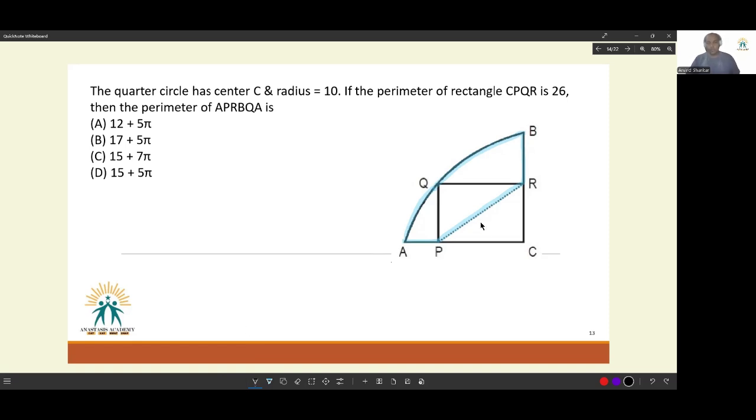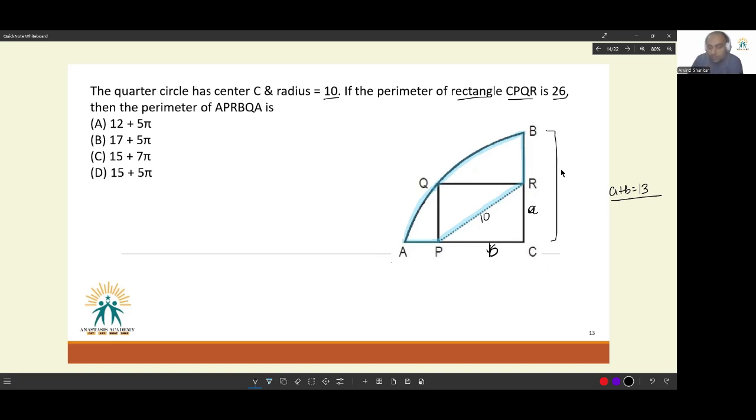Okay. First thing, given that the radius is 10, CQ should be 10, and this is a rectangle. It's a rectangle in front of us. If CQ is 10, PR is also 10. So this length is 10, known to us. Additionally, we are told the perimeter of rectangle CPQR is 26, which would mean these two sides, let's call them A and B, A plus B should add up to 13.